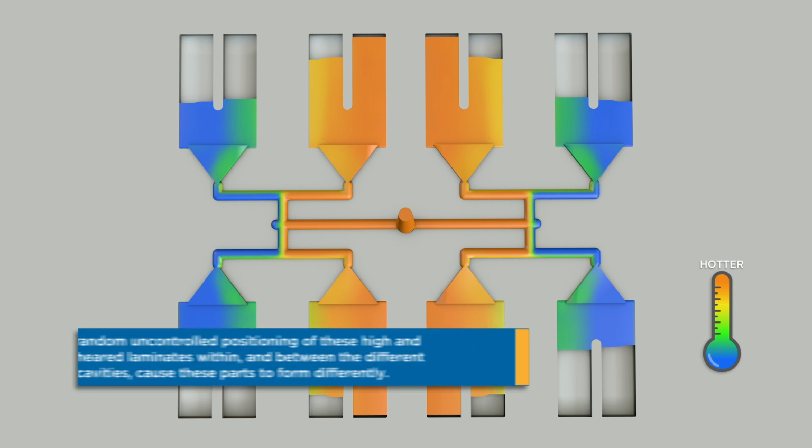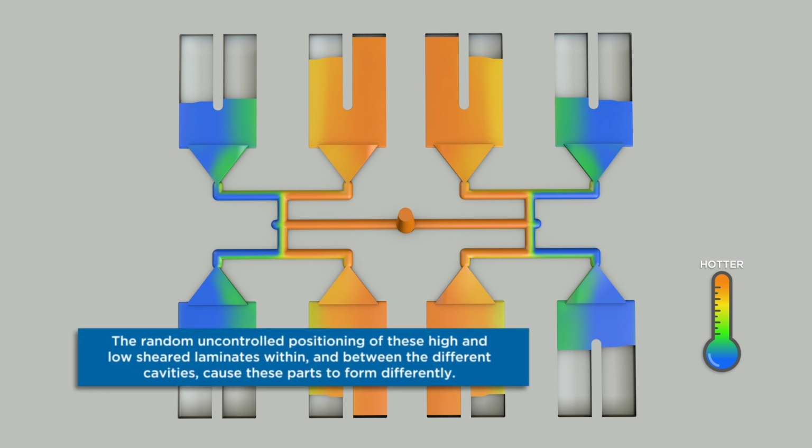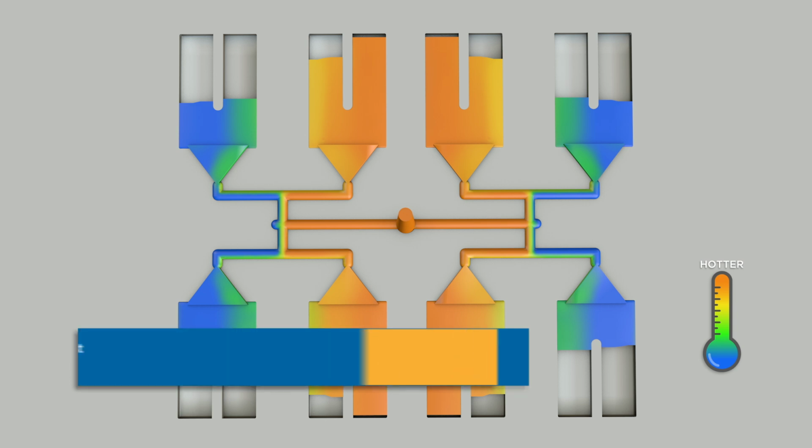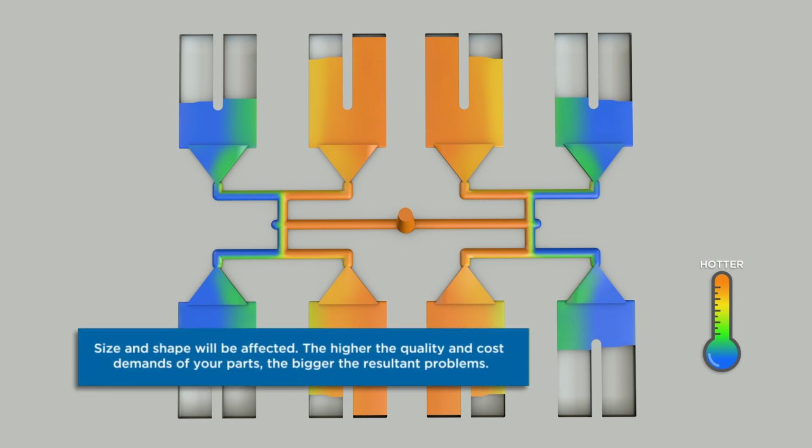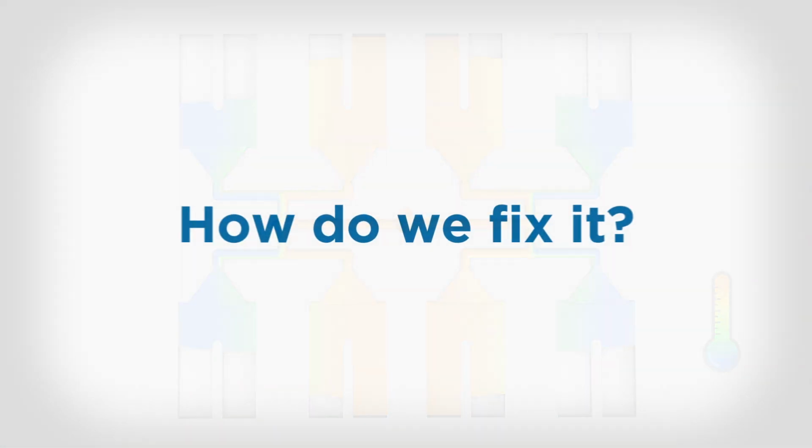Because cavities are filling at different rates, at different pressures, and at different temperatures, parts will fill, pack out, and shrink much differently than each other. These variations will lead to issues such as part dimensional differences, flash, short shots, sinks, voids, and many other inconsistencies between the final parts. So how do we fix it?